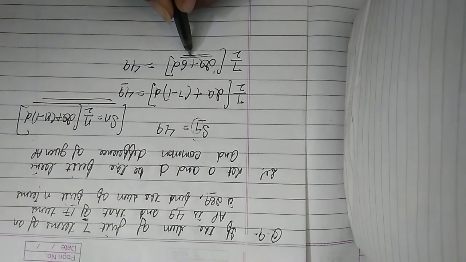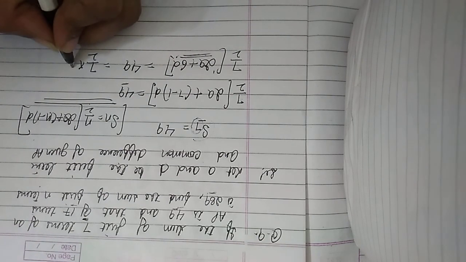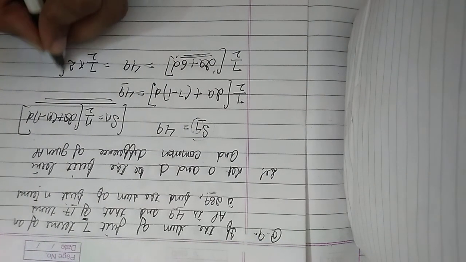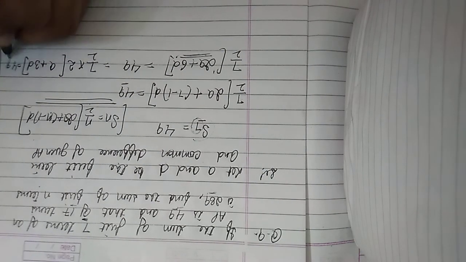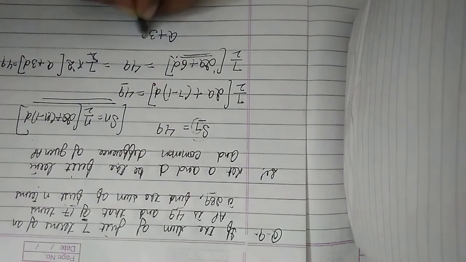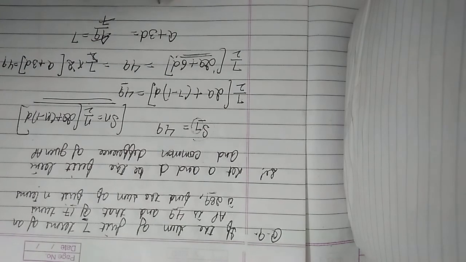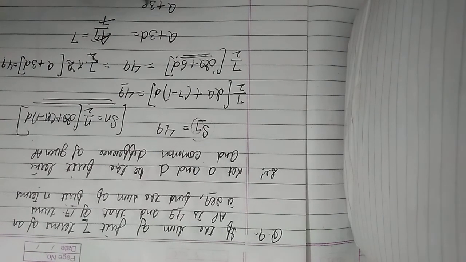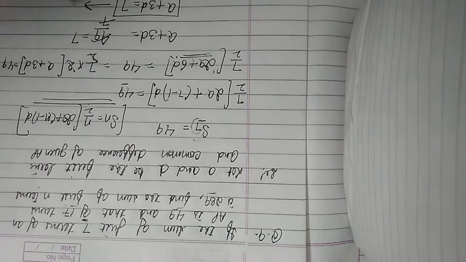Taking 2 common from both terms, so 7 by 2, we are taking 2 common. So a plus 3d equal to 49 by 7, 2 cancels. 7 sevens are 49. So a plus 3d equal to 7. This is taken as the first equation.